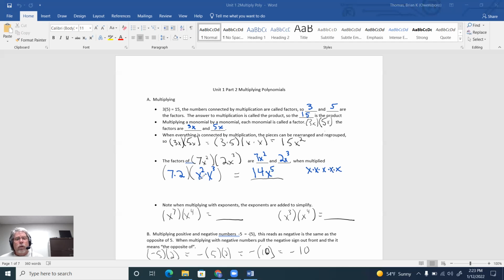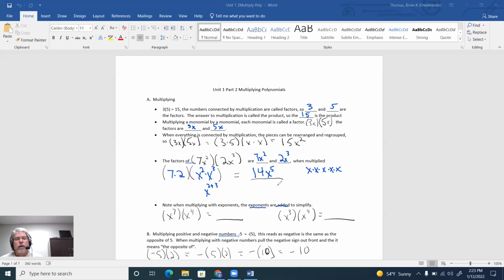When we start multiplying expressions like this involving exponents, we notice that we actually are adding the exponents in this situation. So when you have what we call same bases, you can add the two exponents to get the answer of x to the fifth. So when I'm multiplying with exponents, what we're pointing out to you is exponents are actually added to be simplified.